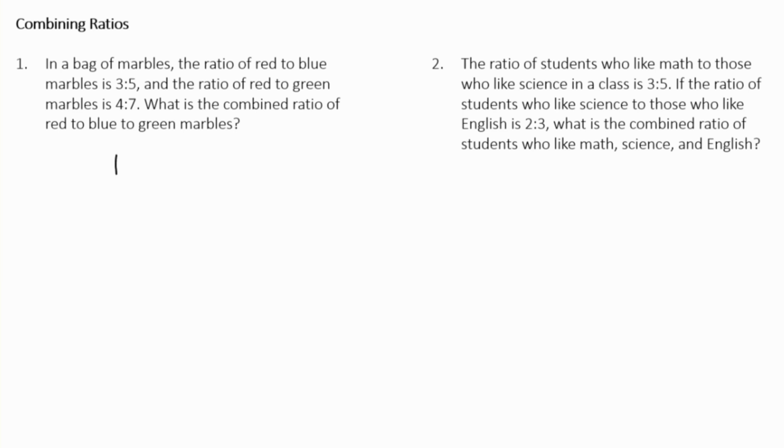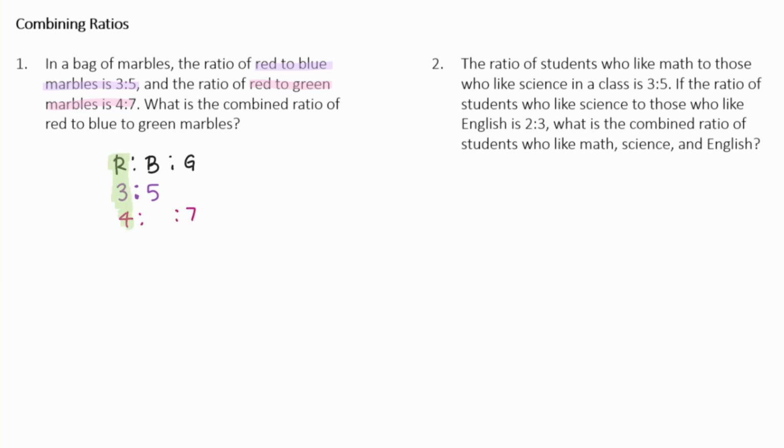First, we can write an R to represent red, a B for blue, and G for green marbles. Using the first ratio that we have been given for red to blue, we can write that under red 3 and 5 for blue. Using the second ratio, the red to green, we can put that on the next line as 4 for red and 7 for green.